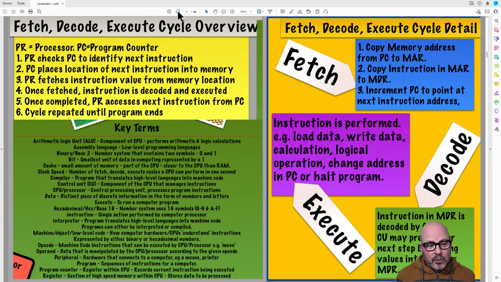All right, so first of all, on the right hand side there, you can see the fetch, decode, execute cycle. And this is what you're going to need to pretty much learn off by heart, okay? This area down here.